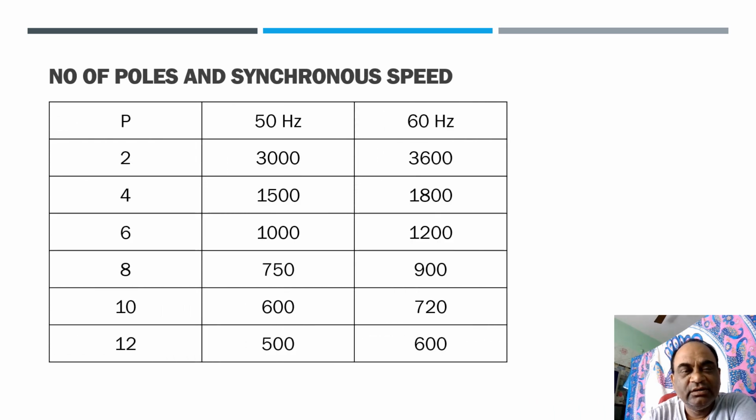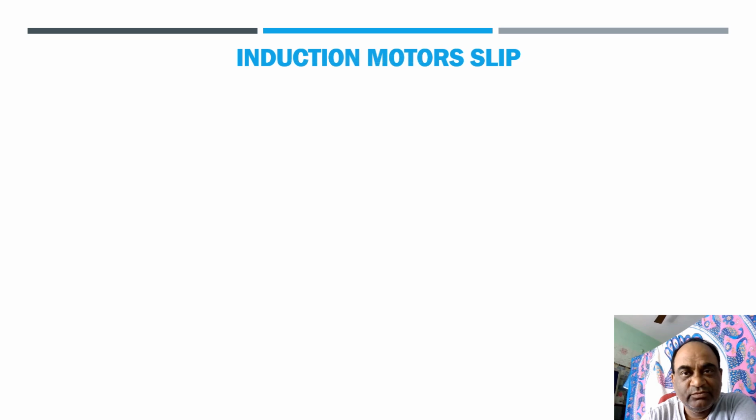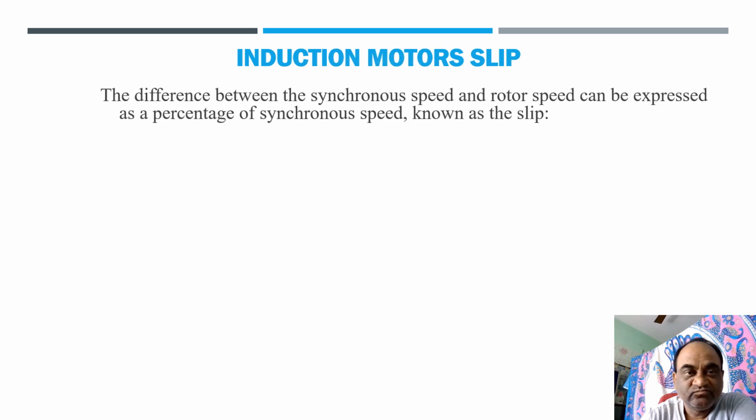Now, how does the number of poles affect the number of rotations per minute? For two poles it is 3000, for four poles it will be 1500, and for six poles you substitute the values in 120 f by P and you will get the number of rotations per minute. So for different numbers of poles you will have different speeds.